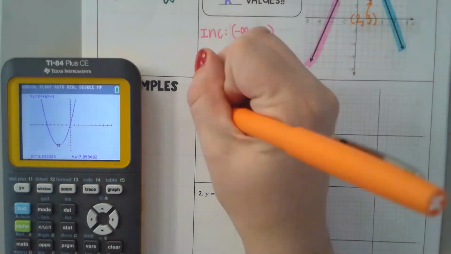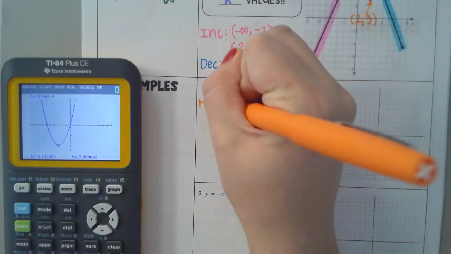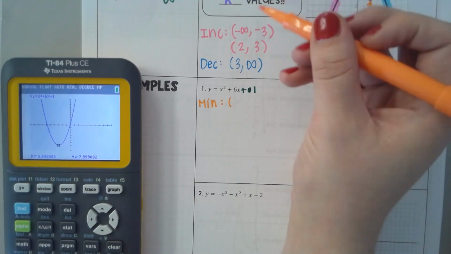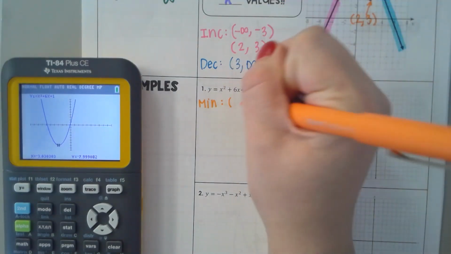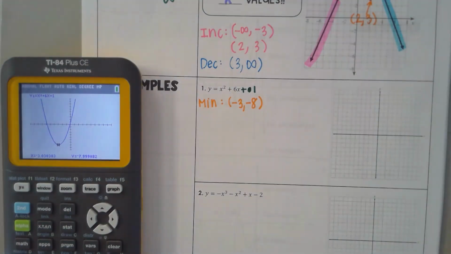And I'm going to say that is a minimum. You can write -3.03, but really, more accurately, it is just (-3, -8). And I know that because of the formula that we use to get the vertex would make it (-3, -8). Because remember, using the trace button isn't perfect. It just gets really close.